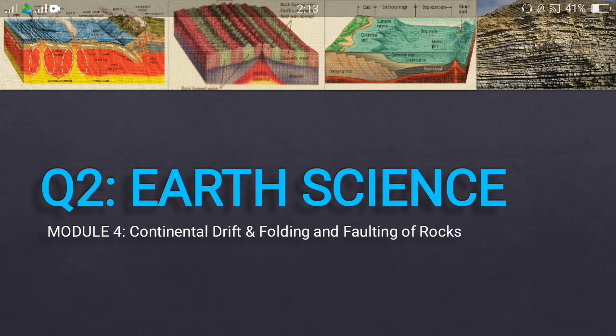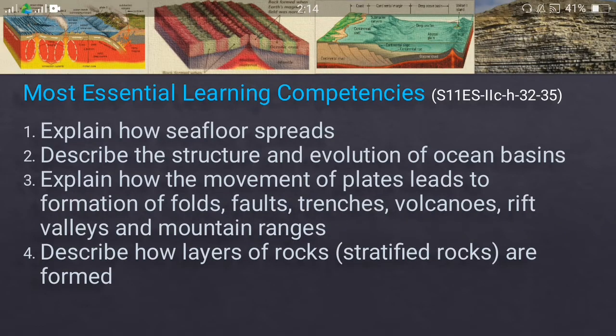Module 4, Continental Drift and Folding and Faulting of Rocks. Most essential learning competencies are: explain how seafloor spreads, describe the structure and evolution of ocean basins, explain how the movement of plates leads to formation of folds, faults, trenches, volcanoes, rift valleys, and mountain ranges, and describe how layers of rocks are formed.